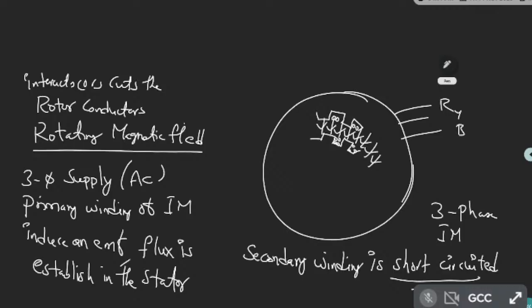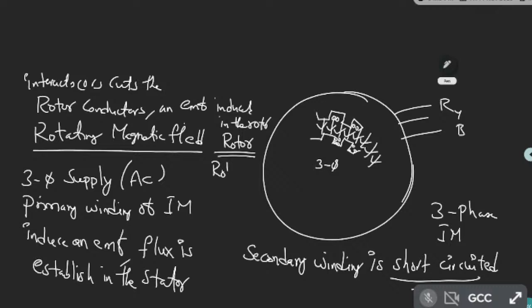So an EMF, like E2 in a transformer, will be available. Here also an EMF is induced in the rotor. Whatever EMF is induced in the rotor, a magnetic field will be established here too. Why? Because the rotor conductors are also three phase, and the stator conductors are also three phase, so a rotating magnetic field is established.